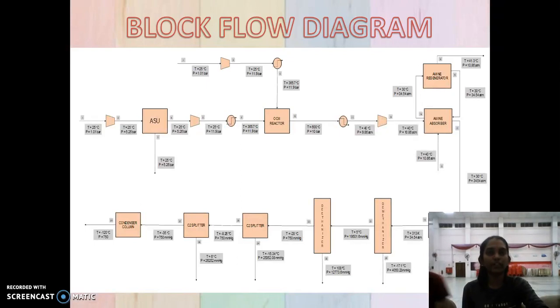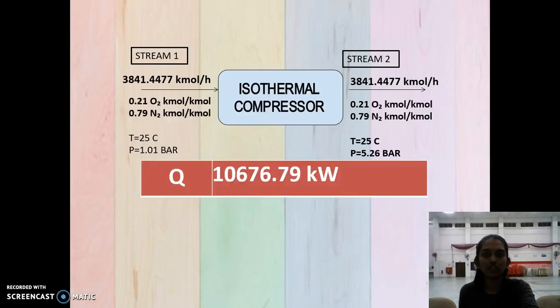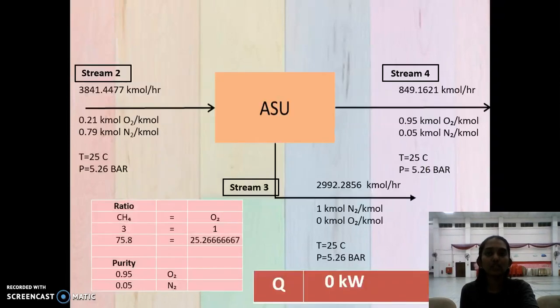So this is our block flow diagram. It begins with an isothermal compressor, followed by ASU and OCM, amine absorber, dryer, demethanizer, deethanizer, C2 splitter, and ends with a condenser. The first unit is the isothermal compressor. The temperature for the inlet and outlet is constant, which is 25 degrees Celsius, but only the pressure changes. So we will consider work shaft as our Q. The Q would be 10676.79.